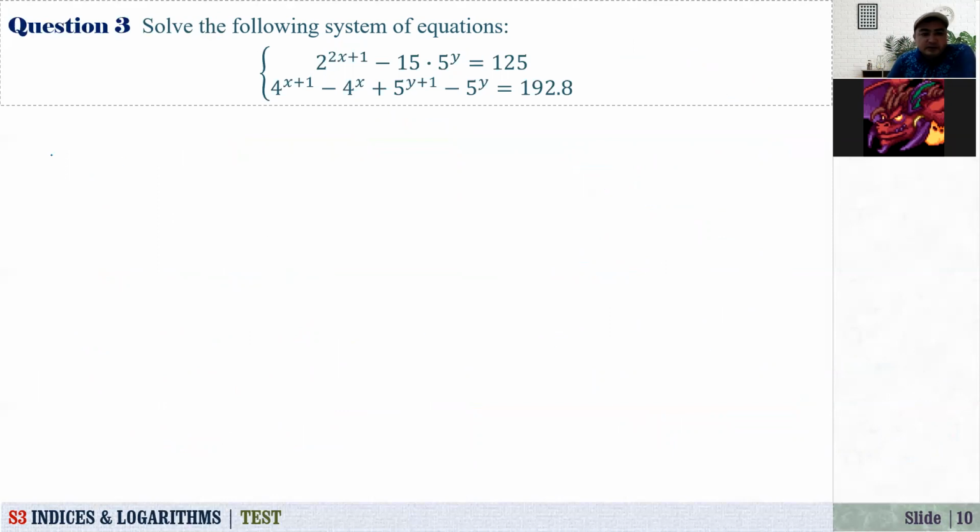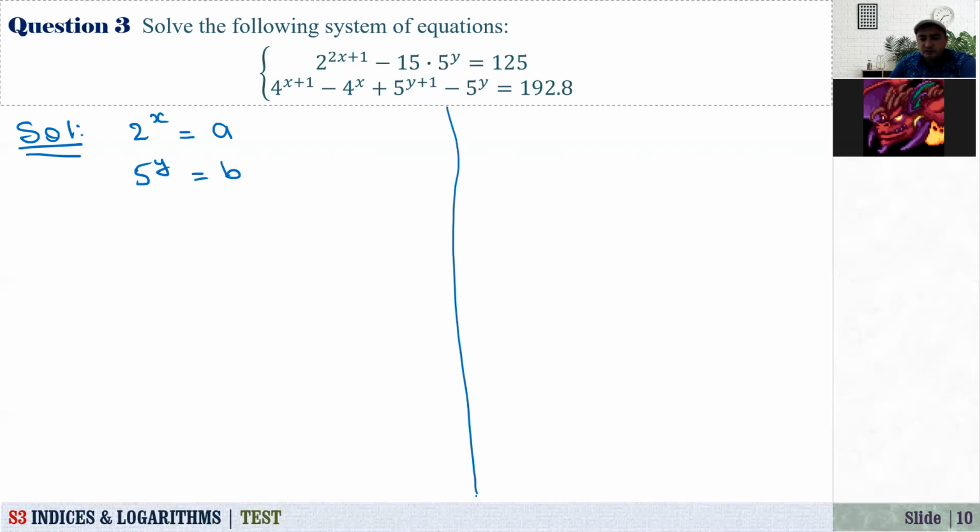Another example, question 3. Okay. So how are we going to solve this? I'm just going to use the similar methods. Suppose that here we have 2 to the power of x, let's say, is equal to a. And 5 to the power of y, let's say it is b. So now, let me just rewrite the equation. After that, I will substitute. Let me just divide this into 2 because we're going to need more space.